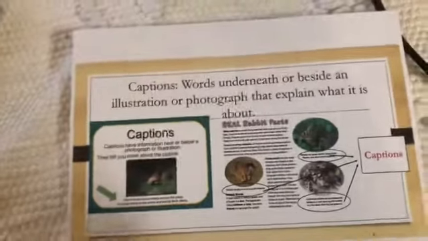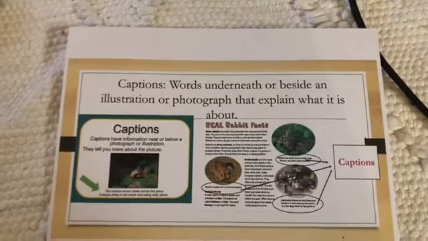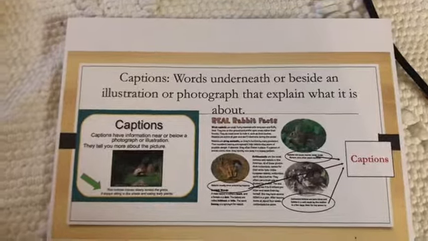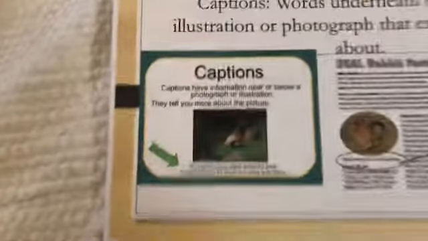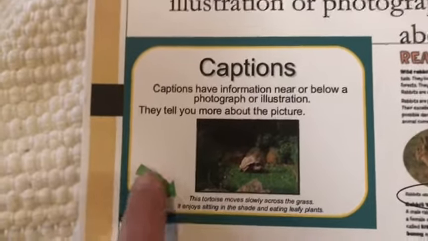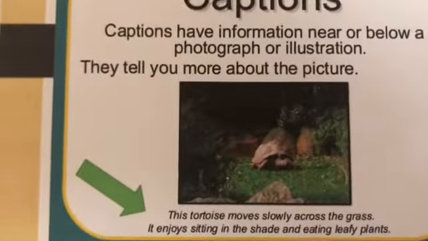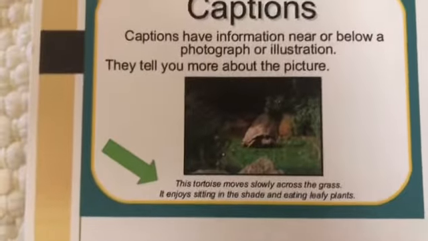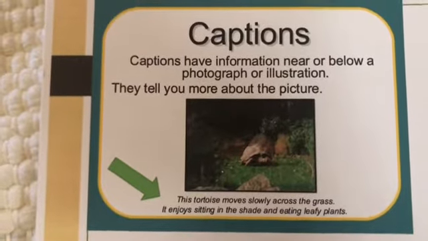The second text feature to learn about is captions. Captions are words underneath or beside an illustration or photograph that explain what the photograph is about. So if you take a look here, the caption of this illustration is right underneath here where the green arrow is pointing. You can see maybe that that's a turtle. And the text feature says that this tortoise moves slowly across the grass. It enjoys sitting in the shade and eating leafy plants.